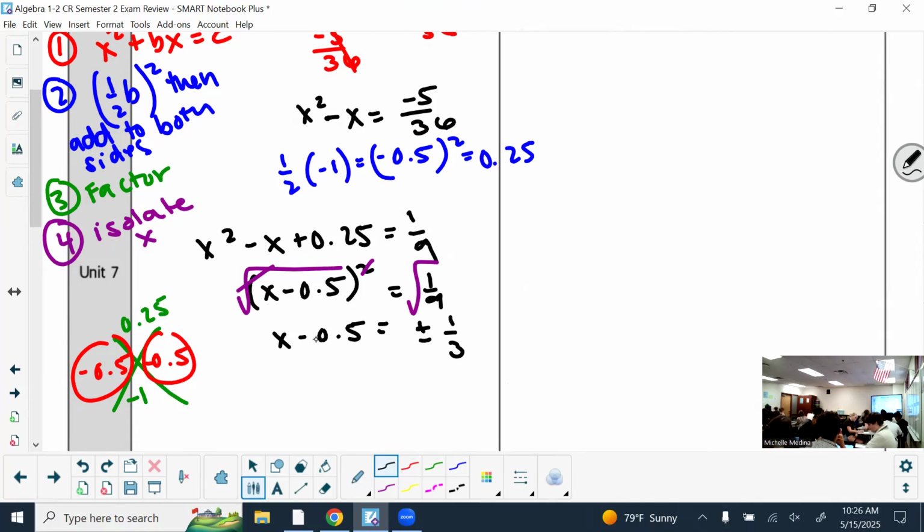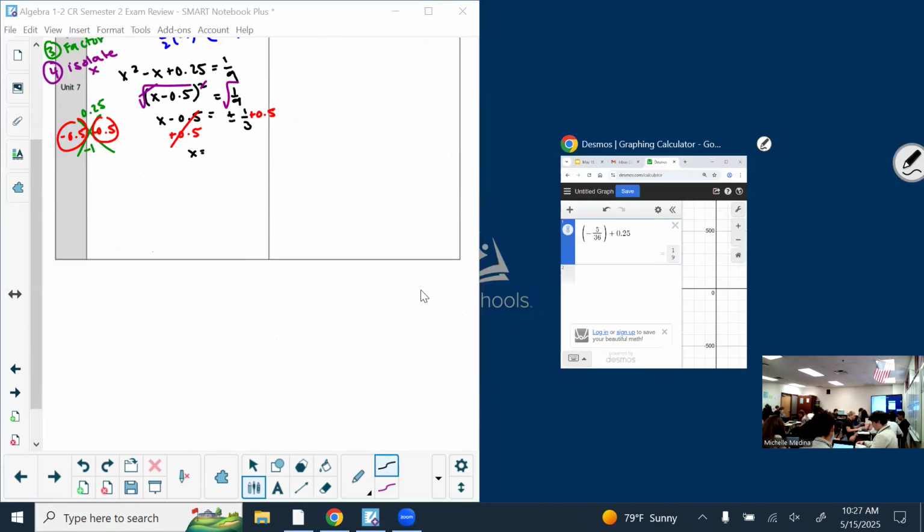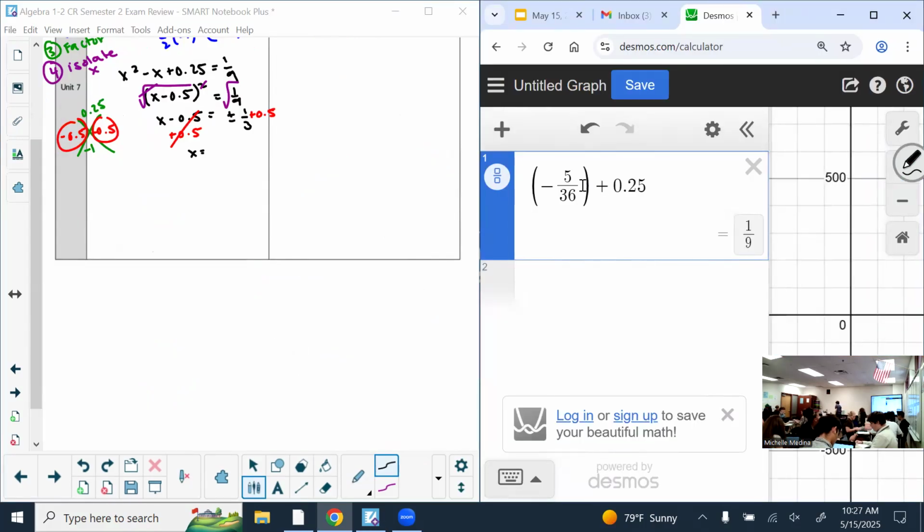What's opposite of subtracting 0.5? So then I'm doing that. Don't put your paper away because I need to check it. And then don't forget to do the positive 1/3 plus 0.5. Again, use your calculator. I'll even show you. It's really easy. But it already told you what the answers are.